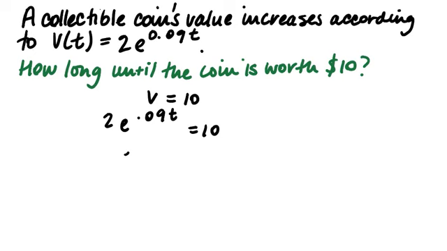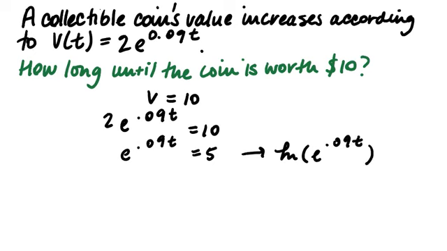Well, e to the 0.09t would equal 5. Right? Backwards on the order of operations. Got to deal with multiplication and division before you deal with the exponent. And then I'm going to take a log of both sides. I'm going to take a log with base e, which is a natural log. And then what I'm going to say is that means that 0.09t is equal to the natural log of 5.